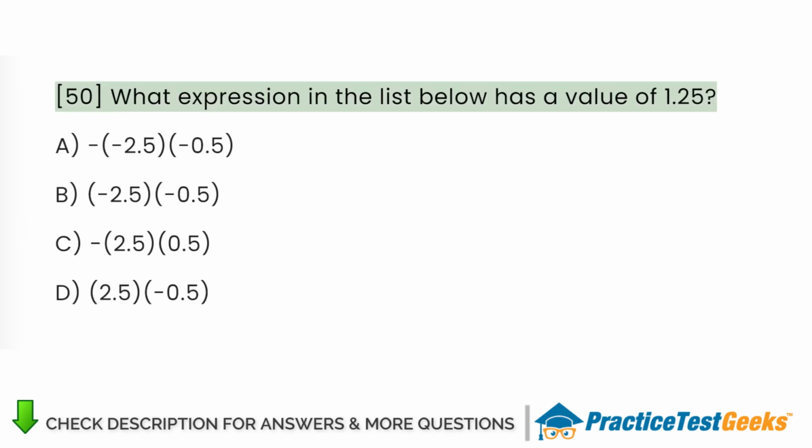What expression in the list below has a value of 1.25? A. Dash, minus 2.5, minus 0.5. B. Minus 2.5, minus 0.5. C. Dash, 2.5, 0.5. D. 2.5, minus 0.5.